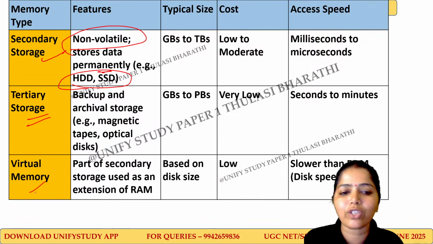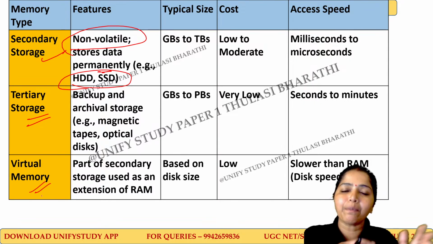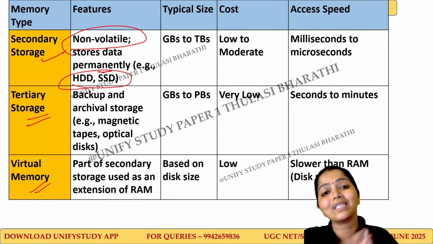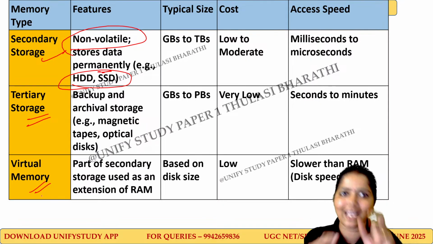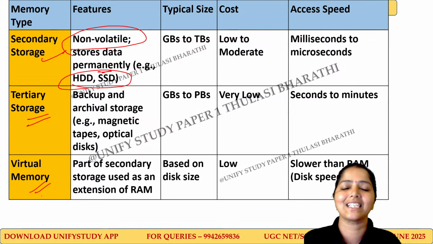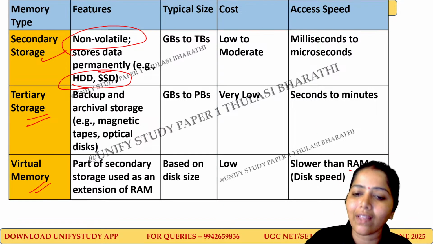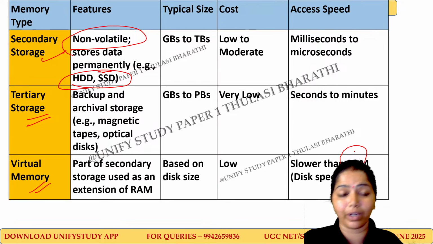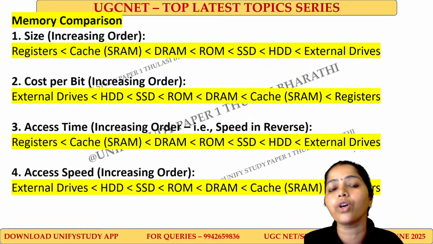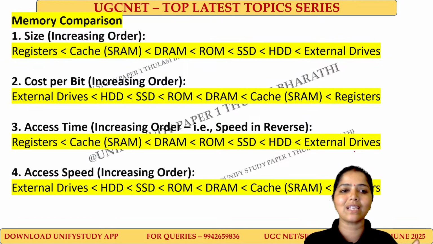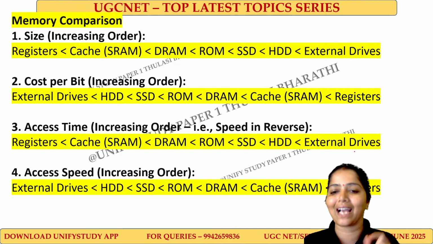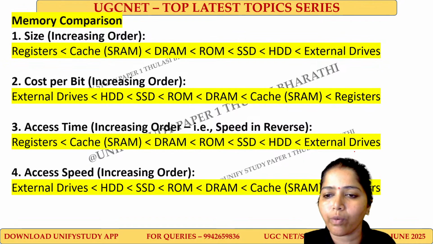And next we have virtual memory. Virtual memory is a part of secondary memory which is used as an extension for RAM. The size of it depends upon the disk size, okay, but it is slower than the RAM. These are very important. The next slide is going to be noted down in your notebook: memory comparison with respect to size, cost, access time and access speed. Note it down in your notebook.